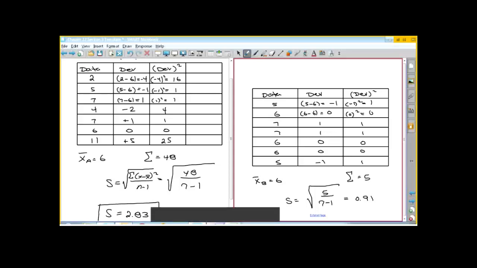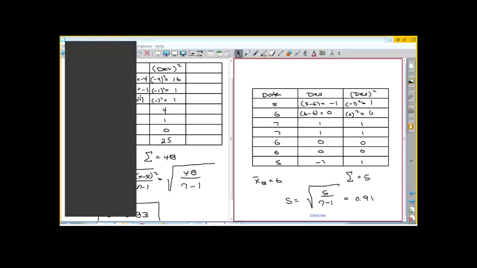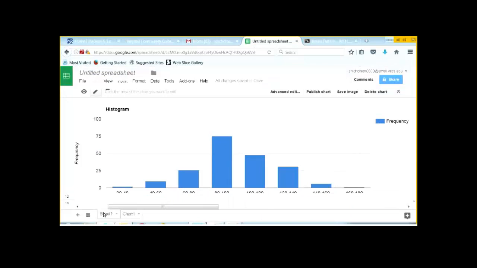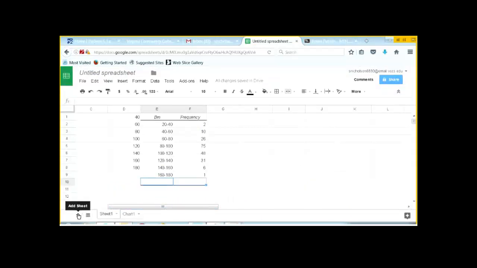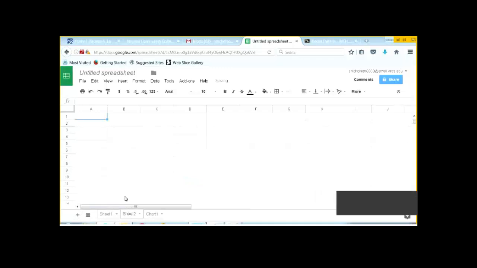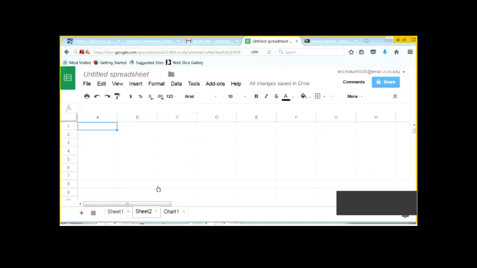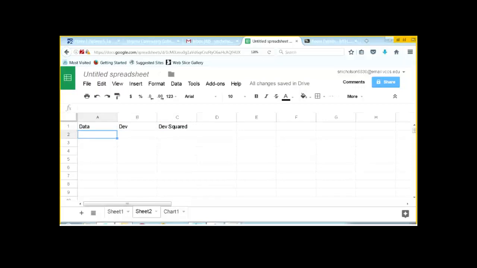So let me switch over. So back to the data table. Actually, what we'll do is you can create a new sheet. There's a sheet, it says sheet 1, one for the chart. I'm just going to create a new sheet, which is sheet 2. And so this is the data, this is the deviation, this is the deviation squared. And I'll enter my data.